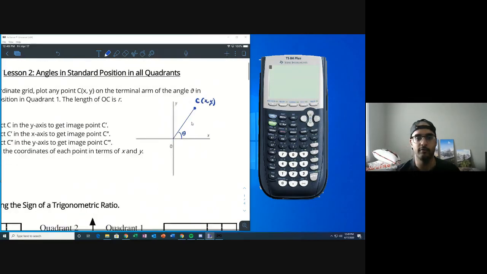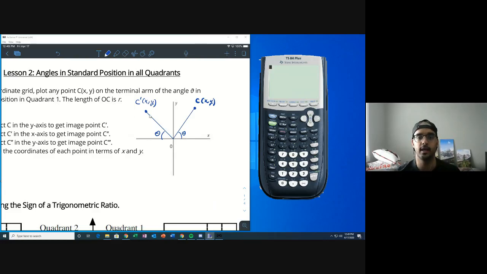Now, if you were to reflect this across the y-axis, you're going to see another angle created. That's another point. Now we could call that C prime. Basically, it's just the original point C reflected over our y-axis. Okay, that's going to create another angle in between the x-axis and that terminal arm. Now that has the same measurement as our original theta. It's the exact same terminal arm, just flipped, mirrored.